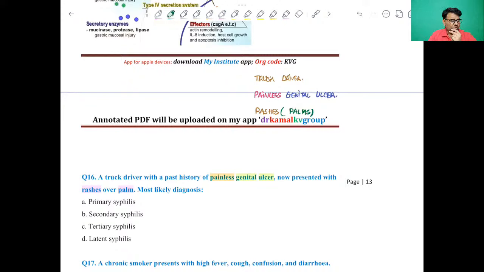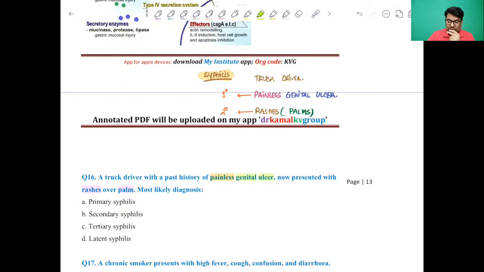So I think most of you can, yes, Dr. Kanaya. Now this is painless, so it is primary syphilis, and rashes mean secondary syphilis. Clear? So this is a classical history of syphilis. In the primary stage, there is a single painless genital ulcer with induration. That's why it is known as hard chancre.